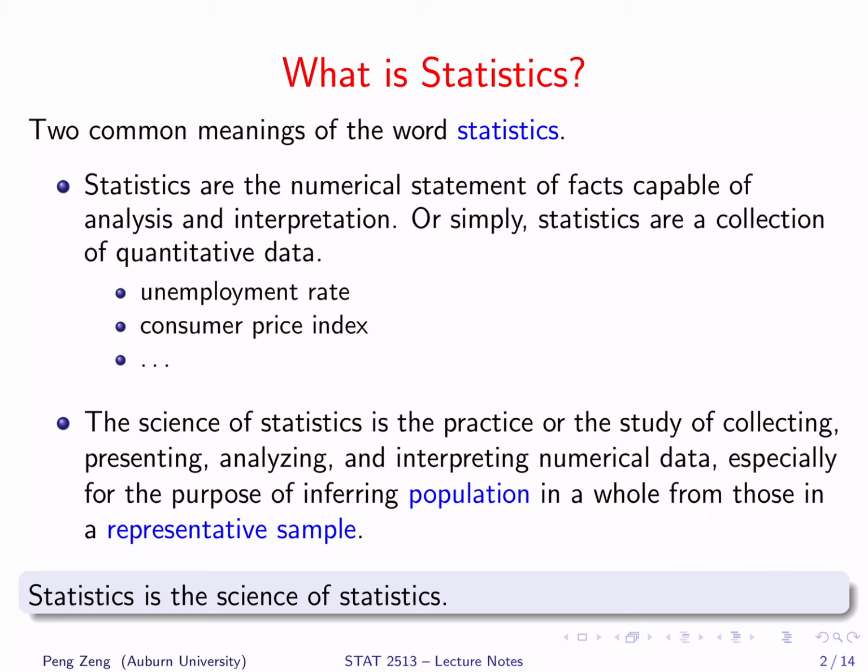In this definition, we highlight two words, population and sample. They are the important concepts in statistics. We will discuss them in more detail in a while. Right now, it is enough to know that statistics is the science about data. If we combine two meanings together in one sentence, we may say that statistics is a science on statistics.